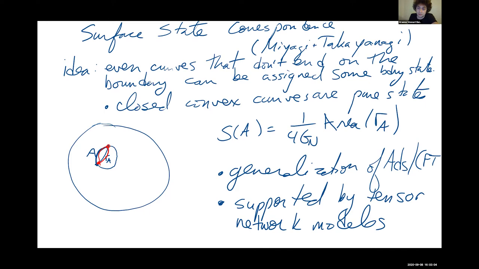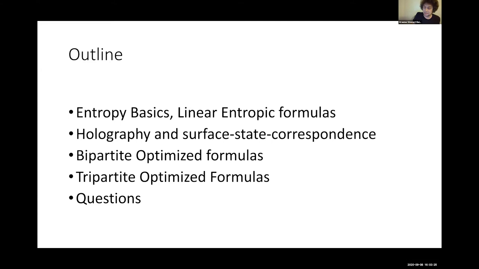It's a generalization of AdS/CFT, certainly, and the way I think about it is purely in terms of tensor network models, and it's reasonably well supported for those models. Okay, so now we can go to looking at some optimized formulas, something fancier than the mutual information. Maybe I should say, why do we care about it being fancier than the mutual information? We want to use it to extract more information about the relationship between what's going on in the boundary and what's going on in the bulk.